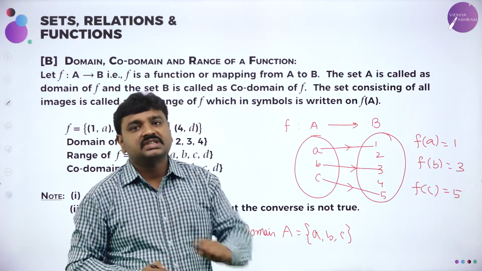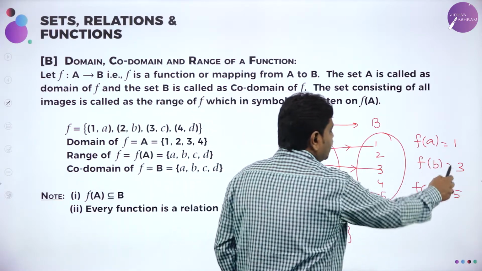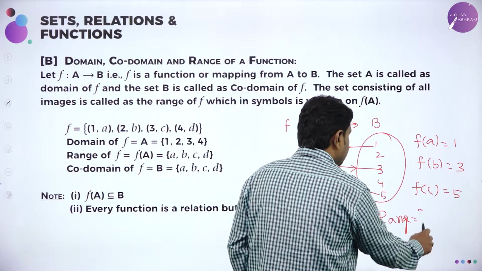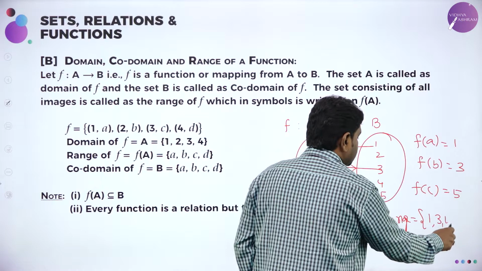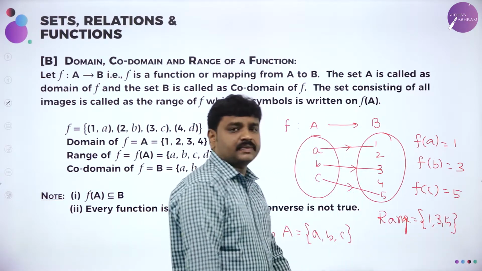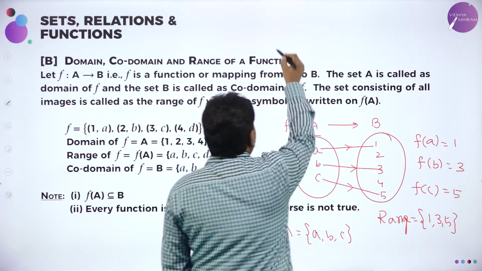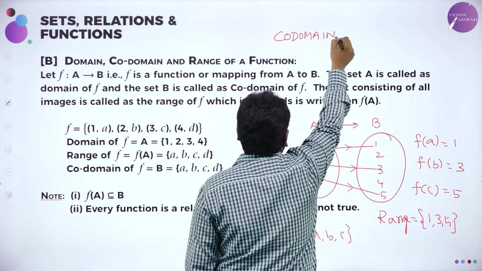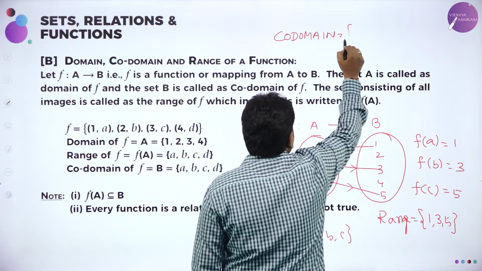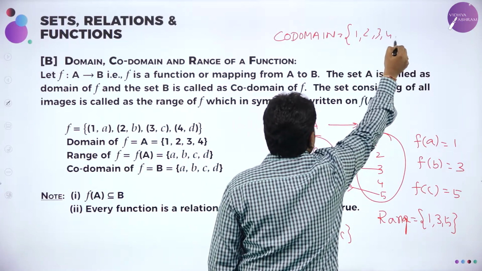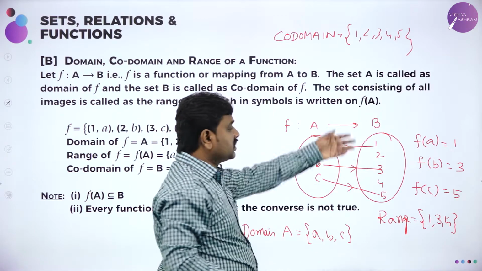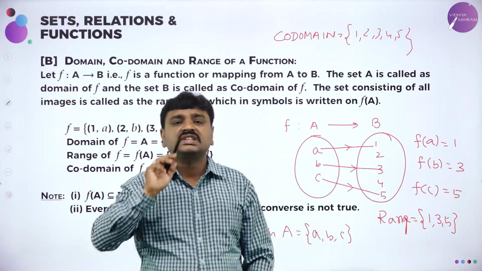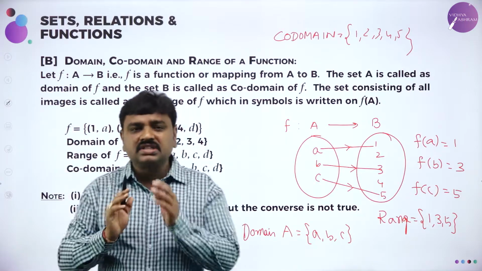Set of images is range. So if you write 1, 3, 5 in a set, we call that set as what? Range. Range means set of images. And codomain means second set. What is the second set? 1, 2, 3, 4, 5. So codomain contains 5 elements, but range contains only 3 elements. Always range is a subset of codomain.